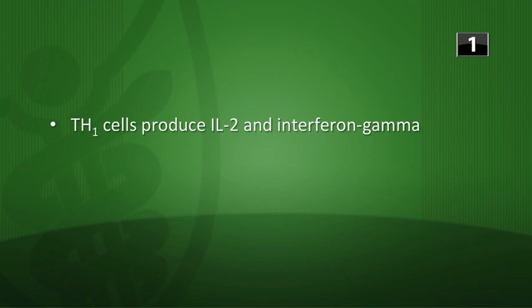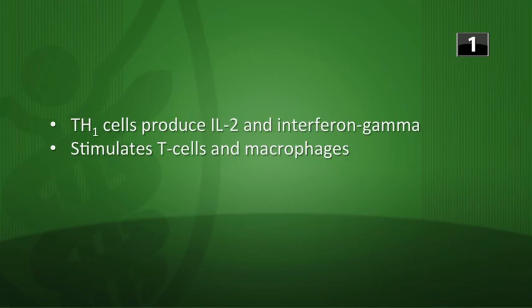It's time for the 3-question warm-up for renal 2. Let's get going. Which cytokines are produced by the Th1 cells? Well, Th1 cells produce IL-2 and interferon gamma, which leads to a stimulation of T cells and macrophages.